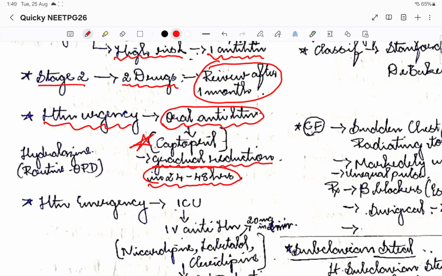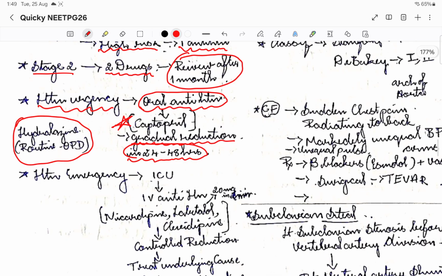Please remember, in OPDs we generally use hydralazine. Instead of captopril, we generally use hydralazine in hypertensive urgency. If some patients come in with 160, 170 and so on, we are going to go for hydralazine. Hydralazine is what we use in OPDs, because it does not need any monitoring, so that is why we go for hydralazine.